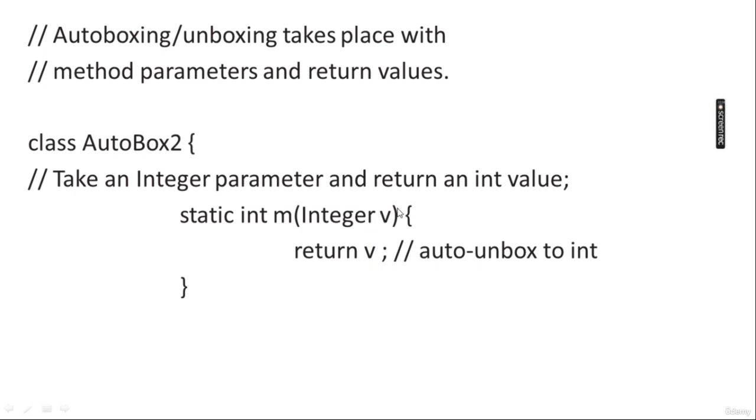So here I am returning from the method, but the type expected here is the Integer wrapper class name, which is what I am passing over here. I have to return it, but still I can do it with Java 5. Why? Because of the auto unboxing feature.